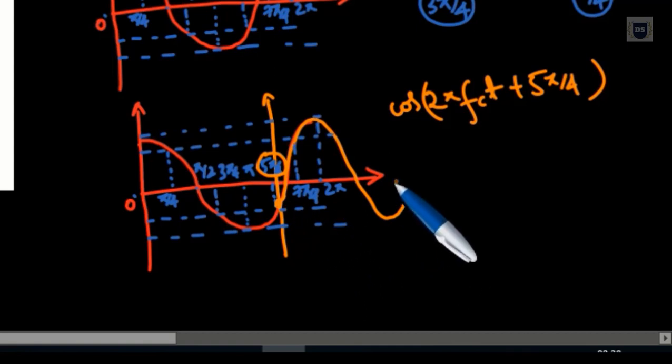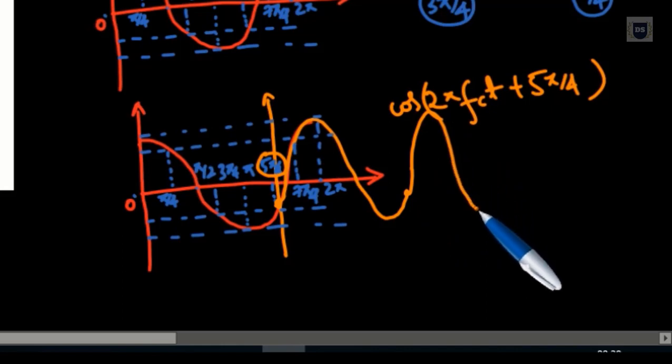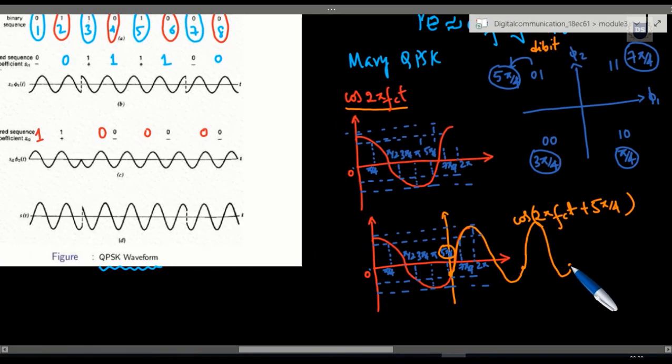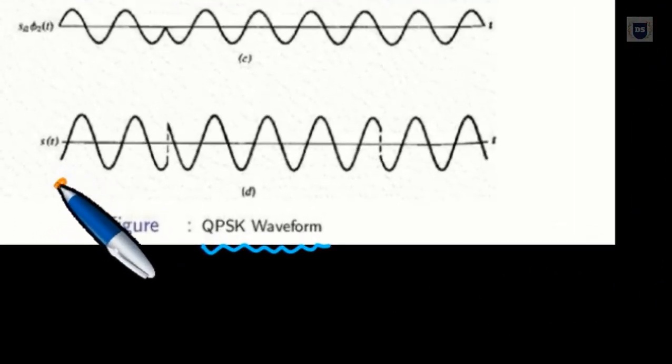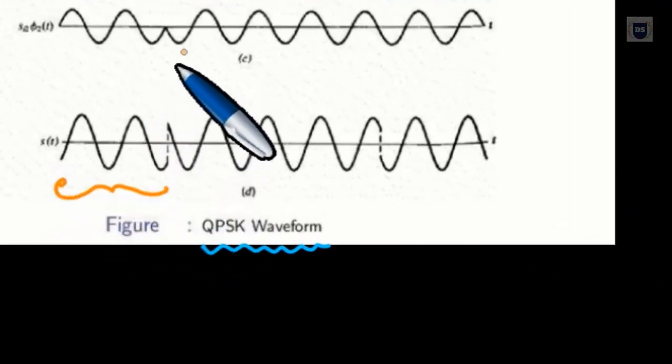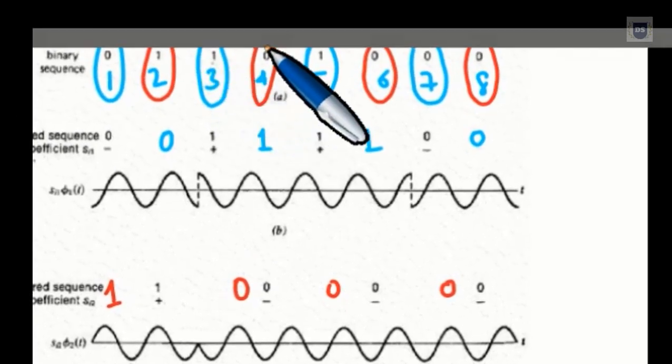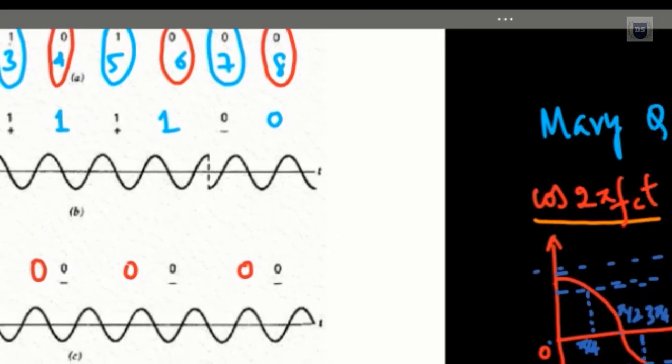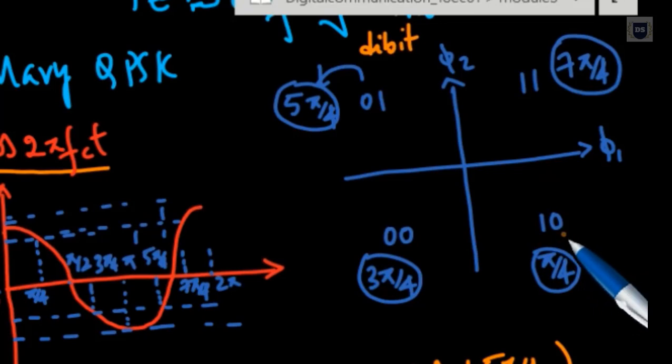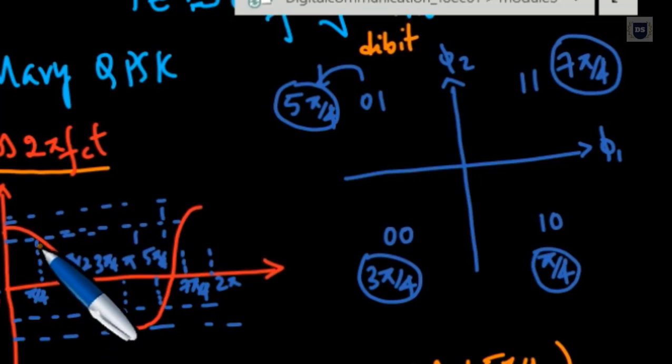So right now we are done with one cycle. Likewise, for the second cycle, again it starts at 5 pi by 4. So the same thing is depicted over here from here to here. And for our second diabit, that which is 1 0, so 1 0 corresponds to fourth quadrant, that which is associated with the phase angle of pi by 4. And where is pi by 4? Pi by 4 is here. So the waveform should start from this portion.